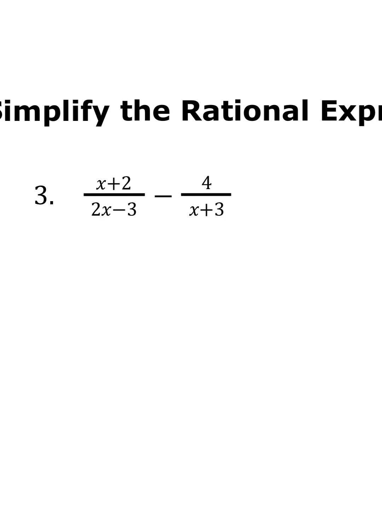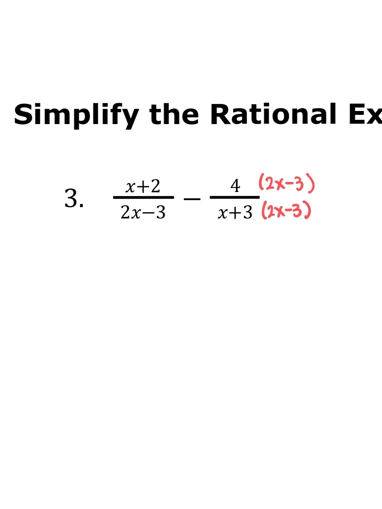So I'm going to look at that second fraction. I'm going to say, well, what does that second fraction need that the first one has? The first one has a 2x minus 3. So I need to multiply top and bottom by 2x minus 3. I'm going to repeat that same idea with what does the second fraction have that the first one needs? It needs an x plus 3. Whatever I do to the bottom, I need to do to the top.